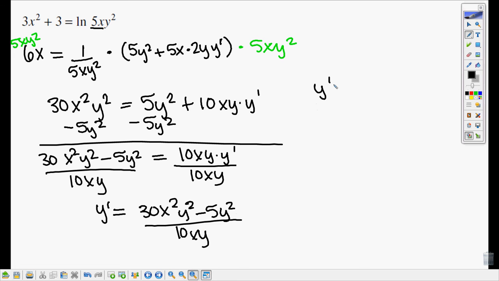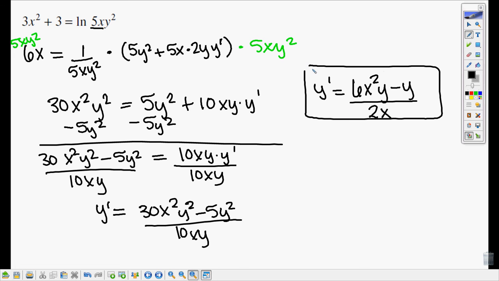So I have just a little bit of algebra. I can divide out a 5 and a factor of y. So it's going to give me 6x squared y minus y, so this divided by 5 and y divided by 2x. And that is going to be my final answer.